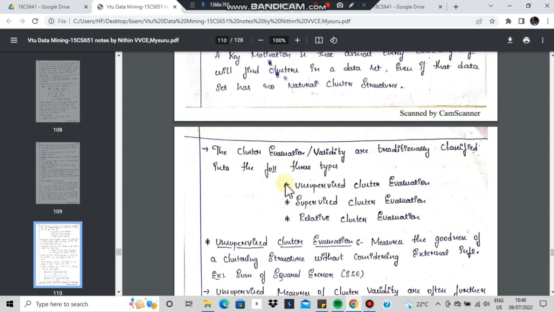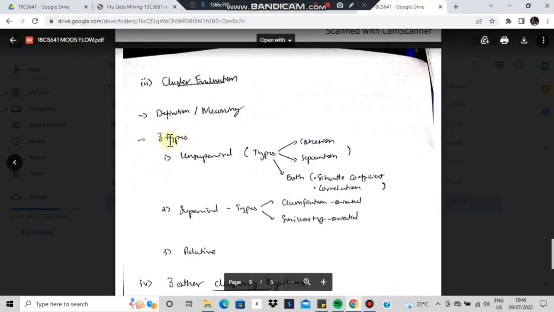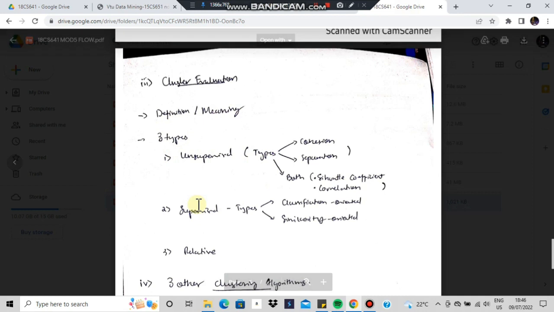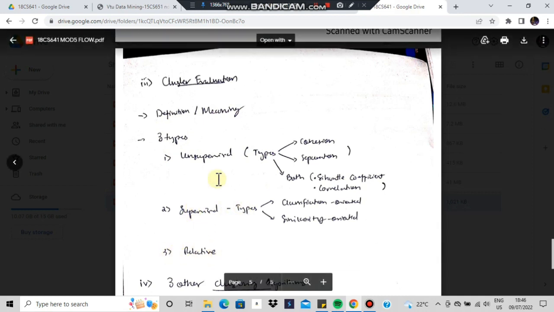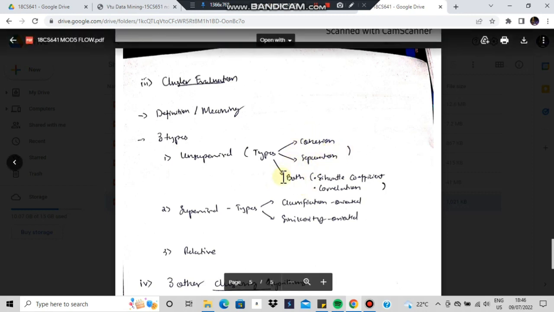and relative. Unsupervised, supervised, and relative. What is in unsupervised, what is in supervised, what is in relative, and what you need to keep in mind for these three from an exam point of view, we'll be discussing now. Let's see the topics under it. For unsupervised we have types. For supervised also we have types. For relative we just have the theory. Unsupervised has three types: cohesion, separation, and both. Let's see what is in cohesion, separation, and both.